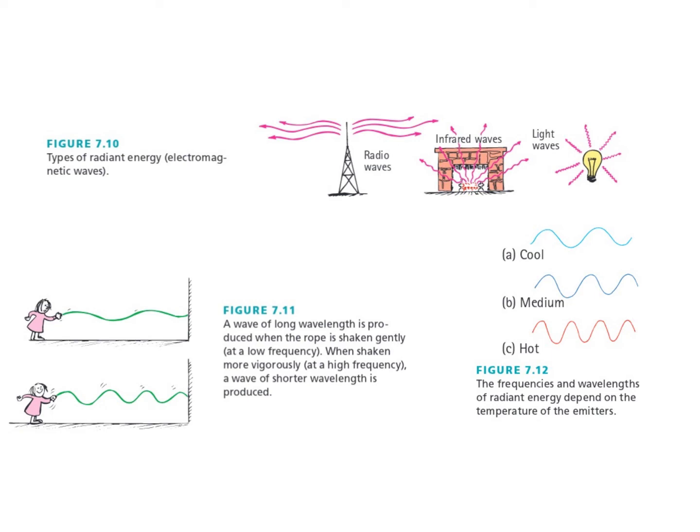We know there's a whole spectrum of electromagnetic waves that go from radio waves to infrared to visible light. And if you went further over here, you'd have ultraviolet and X-rays. But the key thing is that what makes these waves different is how quickly they're vibrating. And so here you can see a young girl.